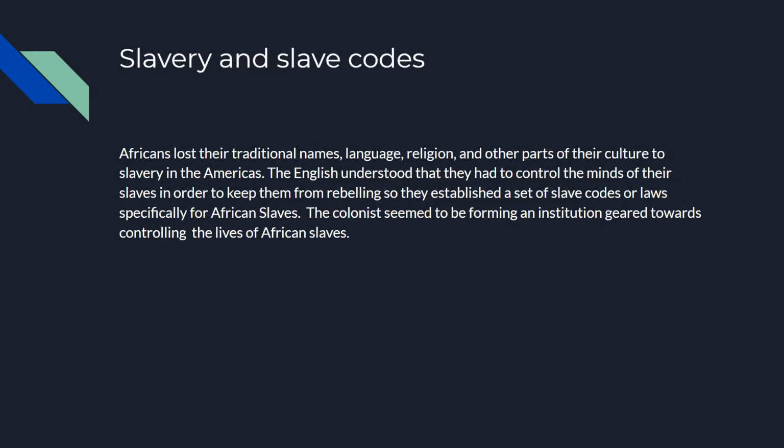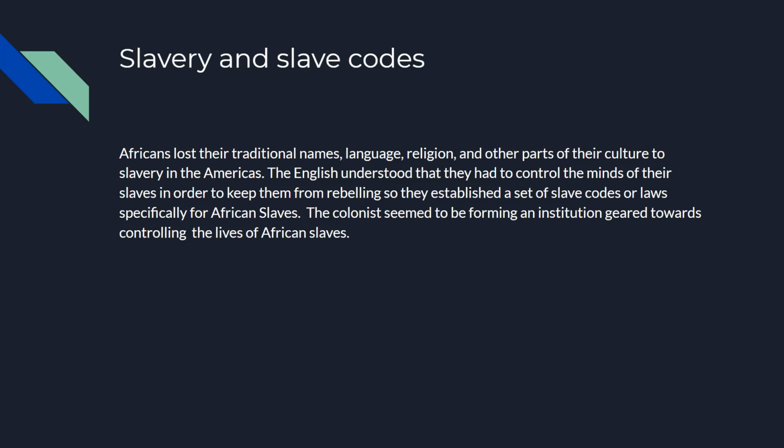Slavery and the slave codes. Africans lost their traditional names, language, religion, and other parts of their cultures to slavery in the Americas. The English understood that they had to control the minds of their slaves in order to keep them from rebelling. So they established a set of slave codes, or laws, specifically for African slaves. The colonists seemed to be forming an institution geared towards controlling the lives of African slaves.